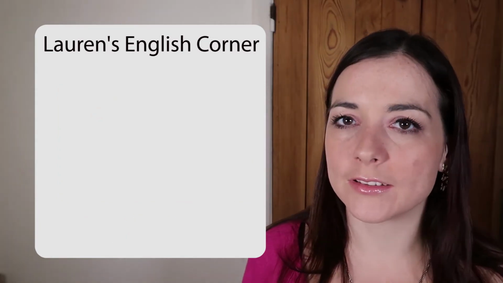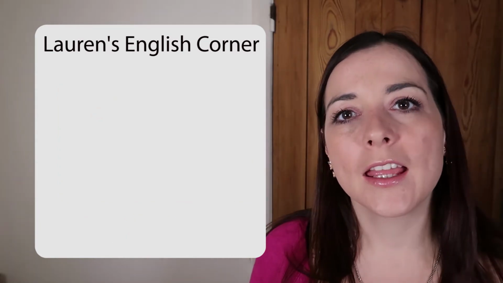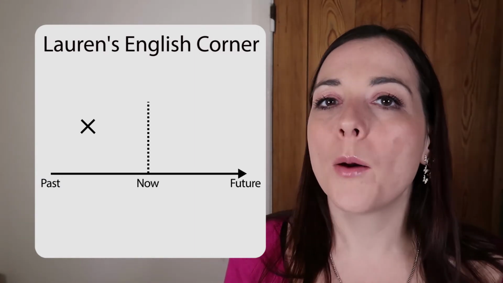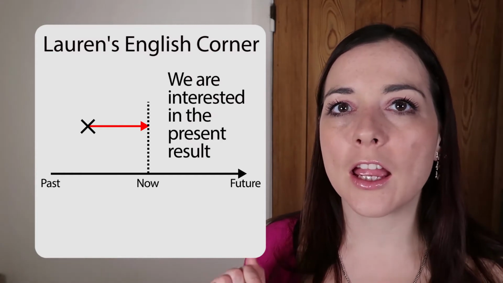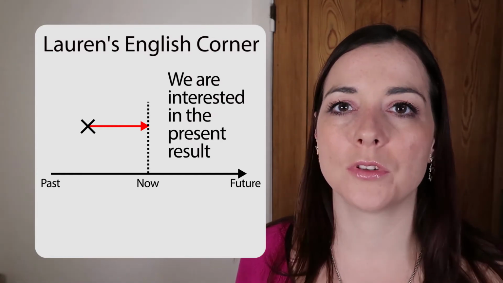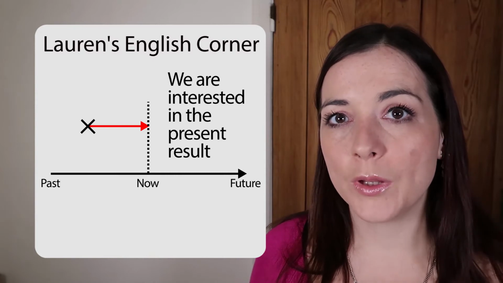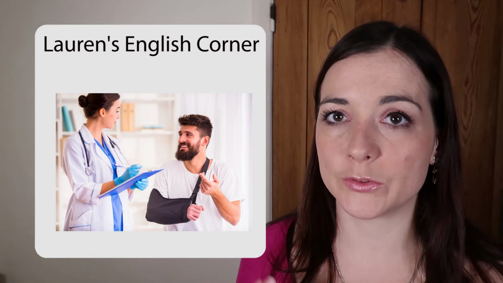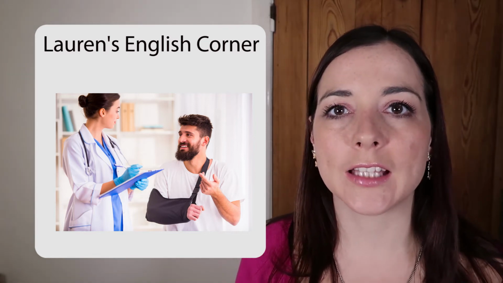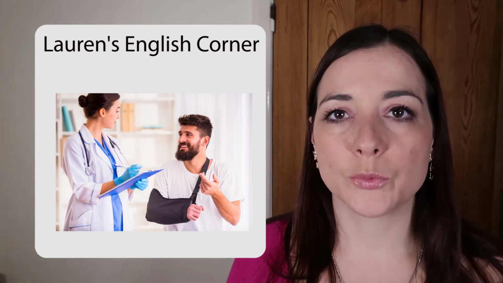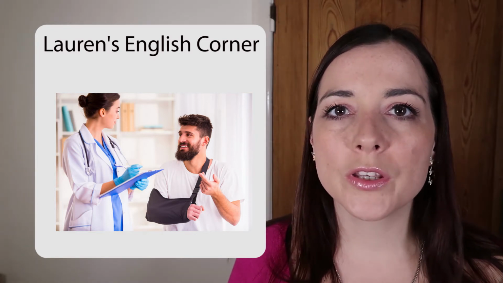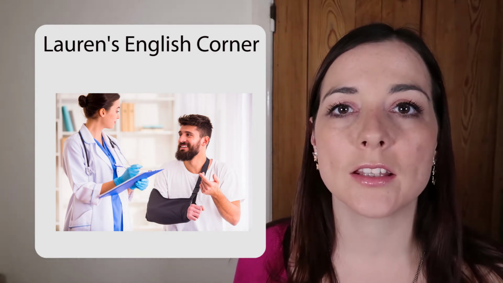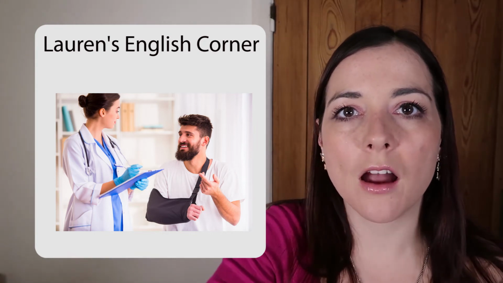Okay, so the second reason that we use the present perfect, this is when we're still talking about something that has happened in the past, but we're interested in the present result. So for example, if you break your arm, maybe you did it last week, so you could say I broke my arm last week. But when you break an arm, it doesn't get better very straight away. It takes some time, and you have to wear a cast.